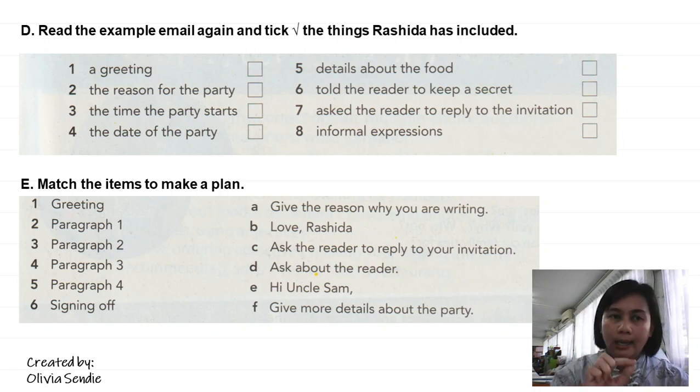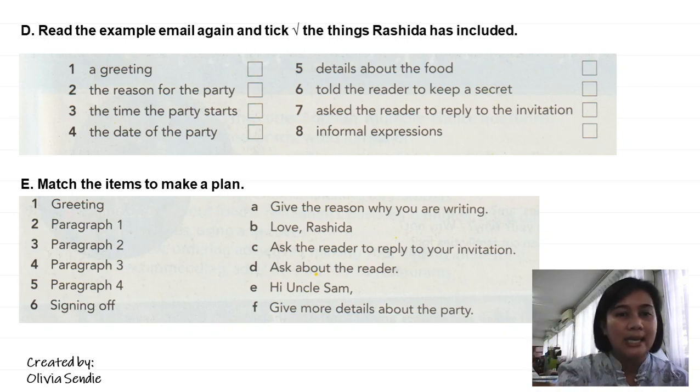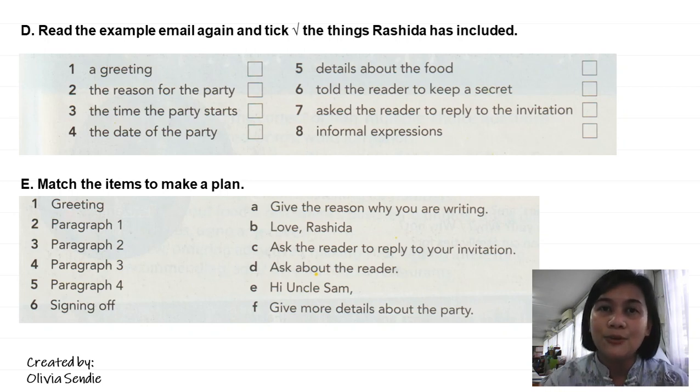So let's say, for example, number 1 is greeting. So what is your answer? Correct. E. So don't write E. You write greeting, colon, Hi Uncle Sam, comma. So you know E is the answer for number 1. So I need you to do number 2 to number 6. Alright? There's no repetition in the answer. Yeah?